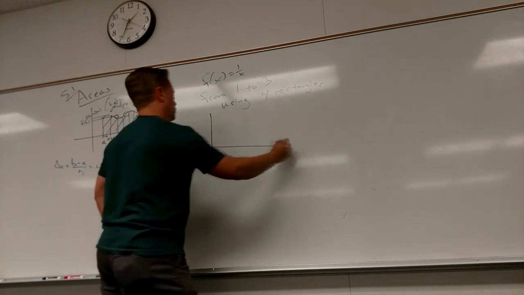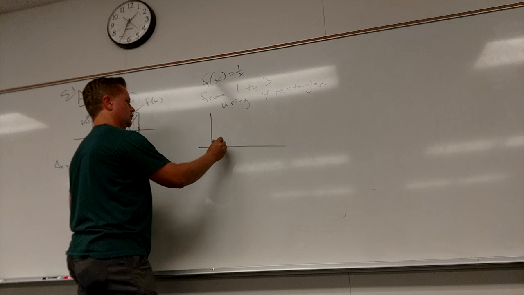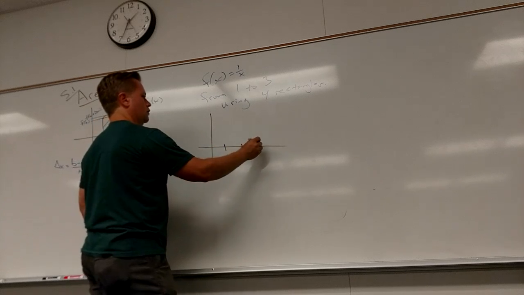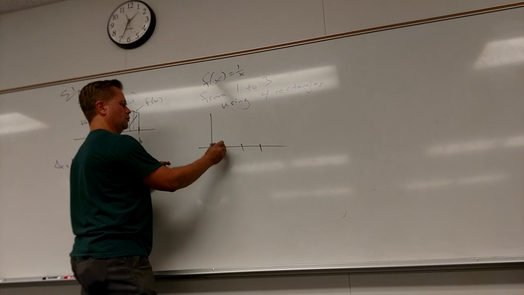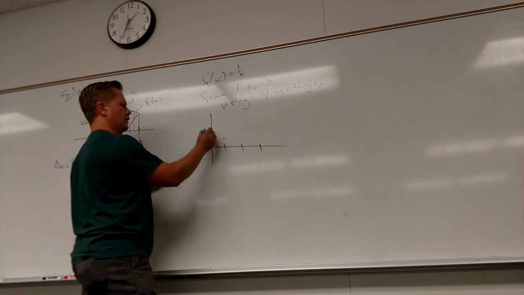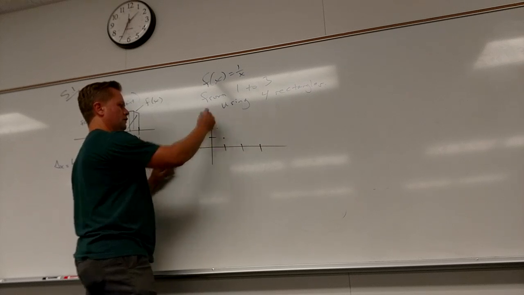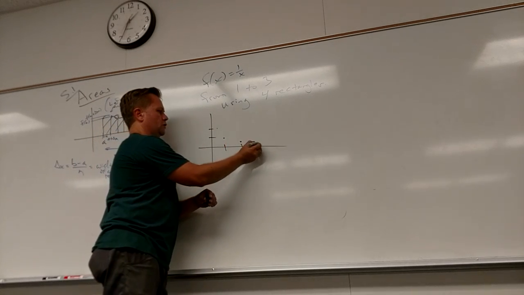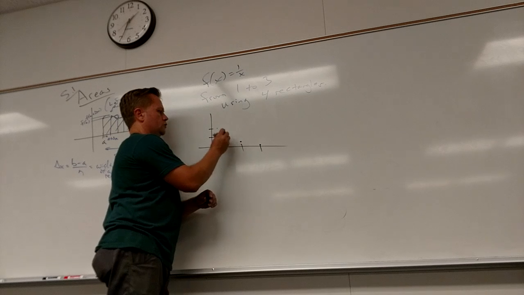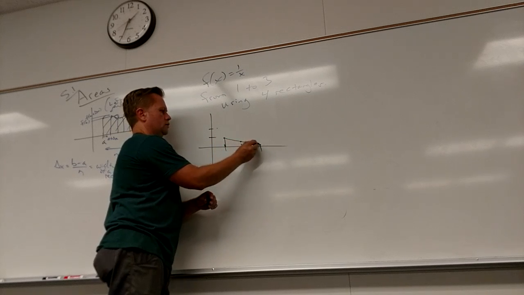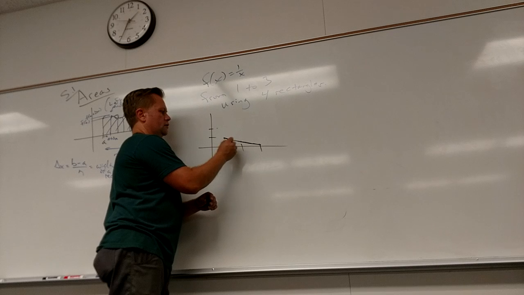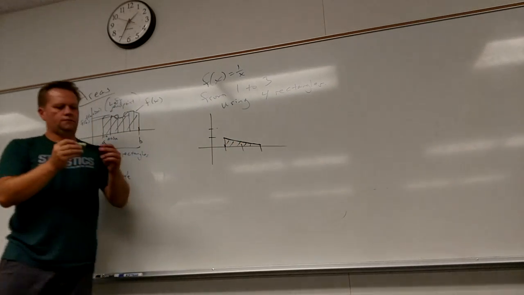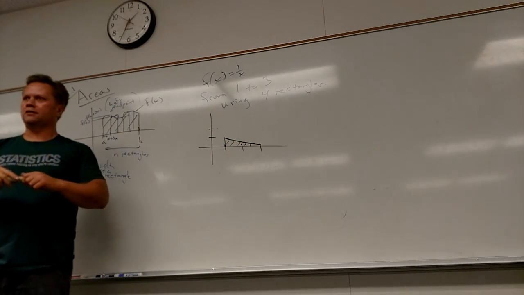So here's my function, 1 over x. 1, 2, 3. At 1, it's 1. At 1/2, it's 2, just to give a little bit of backstory. At 2, it's 1/2. At 3, it's 1/3. So really, this is the area we're talking about. It's curved on the top, so that kind of sucks. I made that so big.